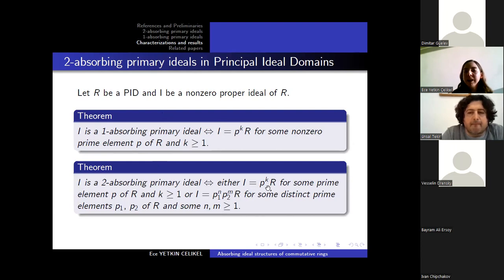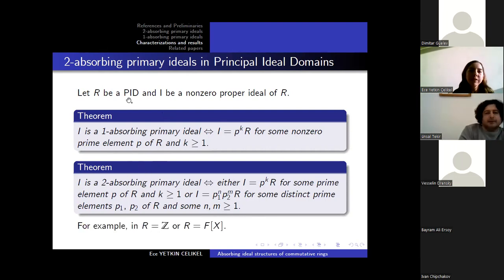Again, we are in the principal ideal domain. Either I is generated by P to the power K, or generated by P1 to the n, P2 to the n. For example, you can consider principal ideal domains like the ring of integers, or F[x], the ring of polynomials, where F is a field.